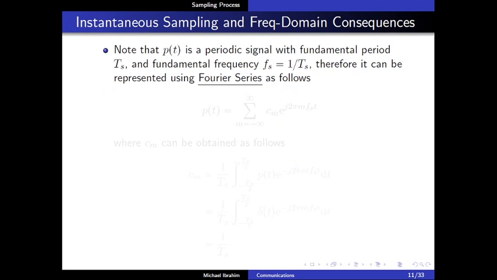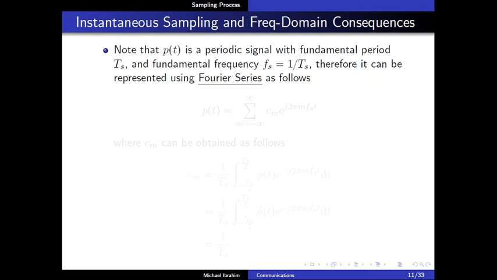Okay, keeping this in mind, the objective here is to determine the spectrum of the sampled signal, or in other words, to try to find what kind of consequences we have in the frequency domain due to the sampling process. To proceed, we will need to deal with p of t first. So p of t, if you notice, is a periodic signal. It repeats itself every Ts. We have an impulse at time equals 0, impulse at time equals Ts, 2Ts, 3Ts, minus Ts, minus 2Ts, and so on. So it's a periodic signal, all impulses with the same strength, same value, 1, 1, 1.